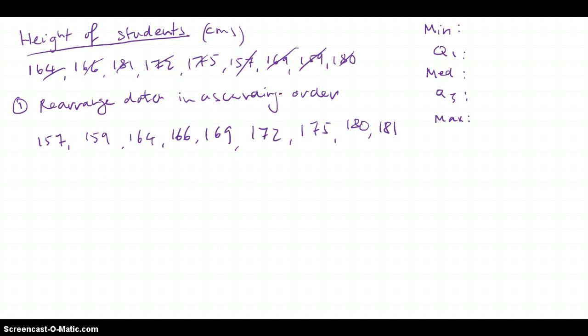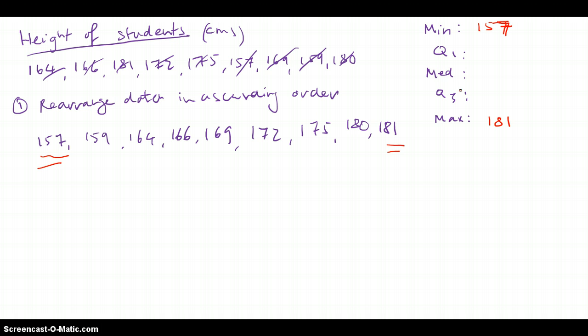Now after you arrange all these points into ascending order, then we can have a look. What is our smallest value? Our smallest value in this case is 157. What is our Q1 and Q3? Well, we won't worry about that just yet. What is our max? Well, our max is 181. Okay, so we've got at least 2 points down right now.